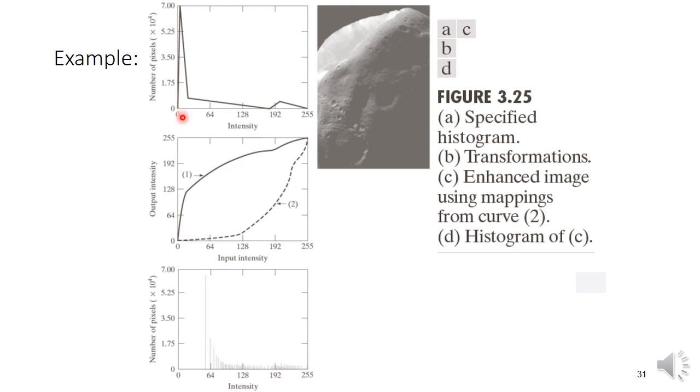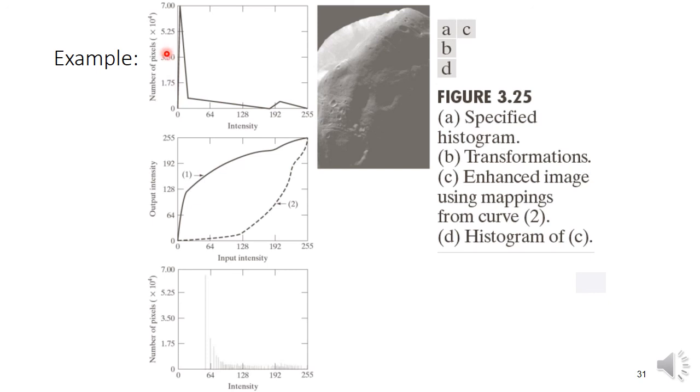Okay, here we have part A of the image, which is a specified histogram, and for this specified histogram you can see that we have intensity on the x-axis from 0 to 255. It means that it was an 8-bit image, and on the y-axis of this graph you can see the number of pixels. For example, this 1.75 you will multiply with 10,000, and this number of pixels are here at this point, and so on.